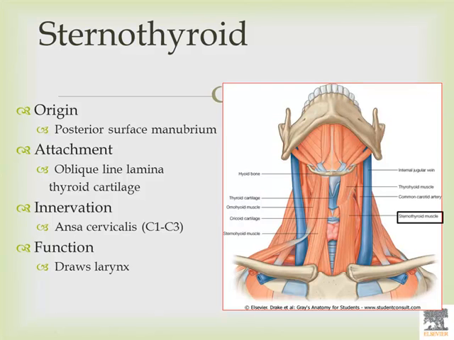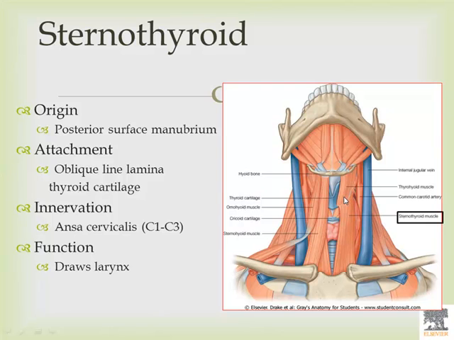Now the next muscle we're going to talk about is going to be attached to the sternum at the inferior border, and the attachment will be at the oblique line of the thyroid cartilage. So thus it will be called sternohyoid.